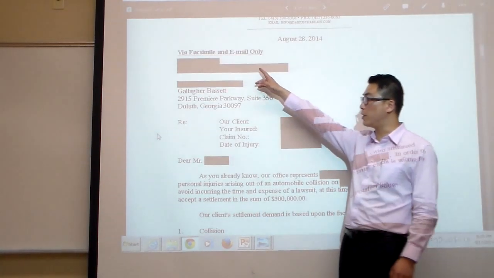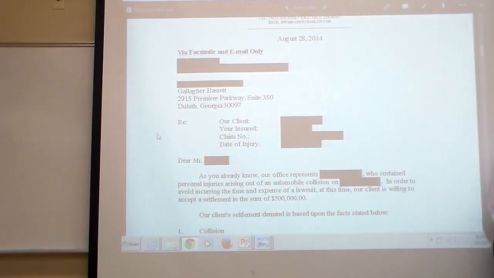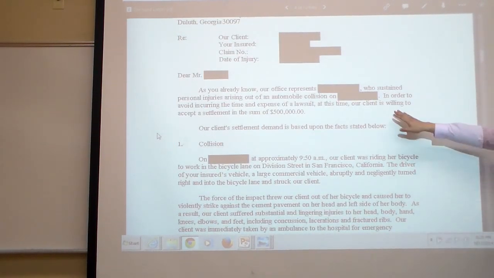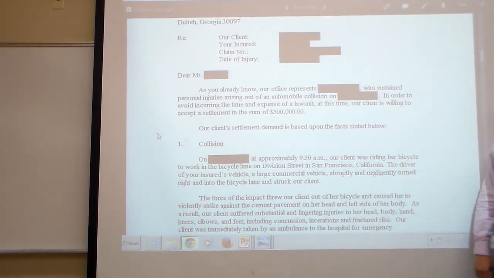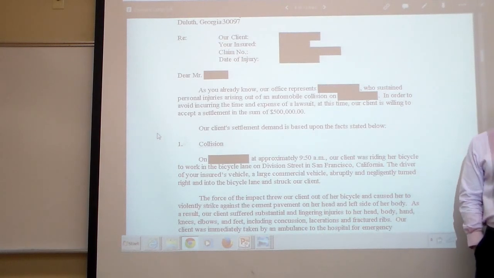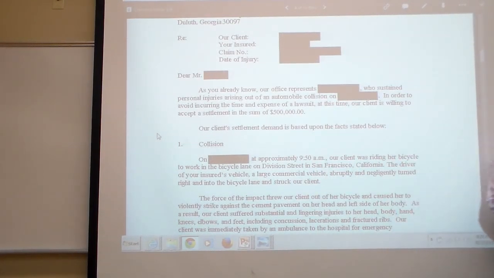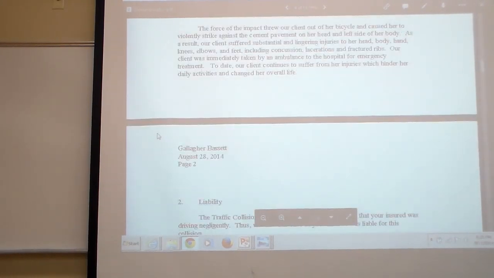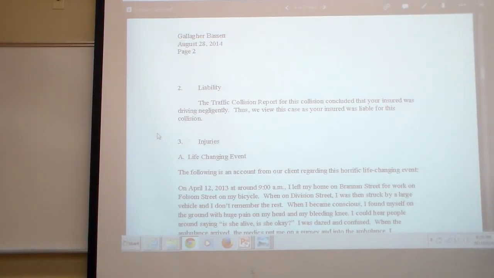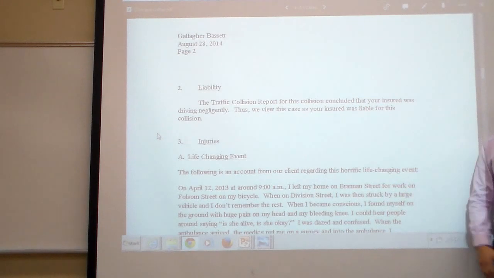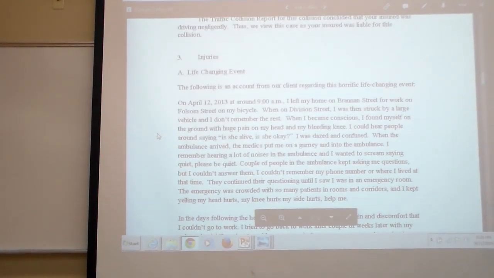I sent it out via fax and email to Gallagher Bassett, which is the insurance company for VIP. So we represent the client, and how much am I asking? We're asking for $500,000 because of the injury. Approximately 9:50 a.m., the client was riding a bike and was hit by the defendant in this case. We haven't filed a lawsuit yet. The police report concluded that their insured, the truck driver, was liable. And this is the injury our client suffers.